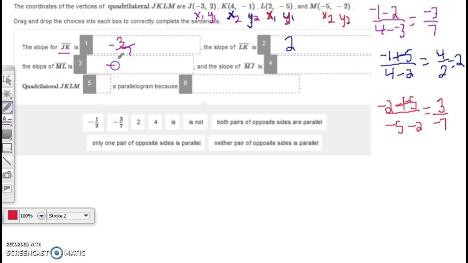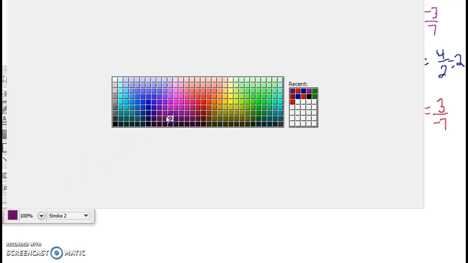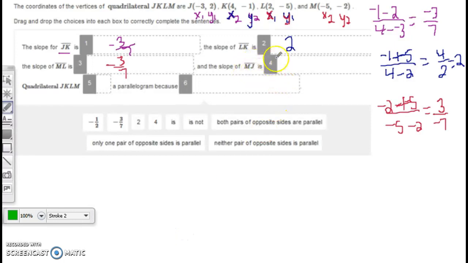And that's the same thing, -3 over 7. It doesn't matter where the negative is, whether it's the top or the bottom. All right, and then we need to find the next slope. Let's see, what color haven't I used yet? Green. Let's do green. M and J.